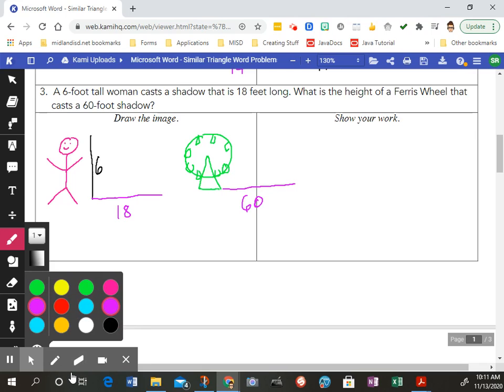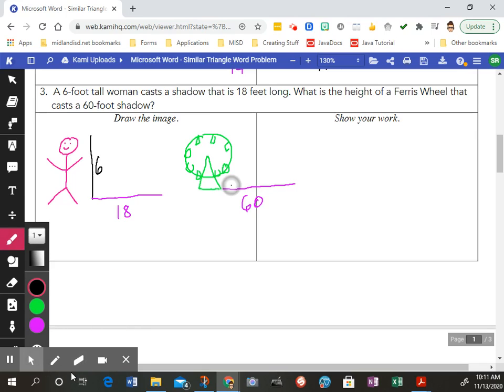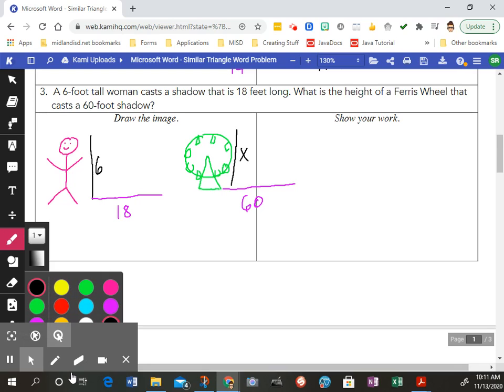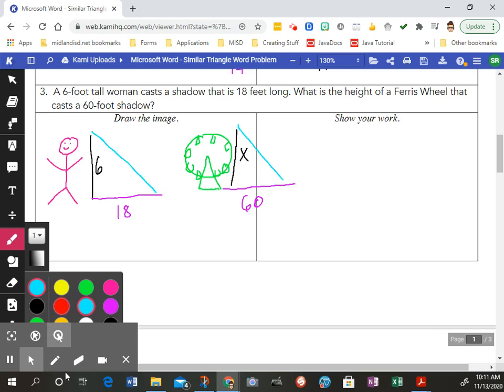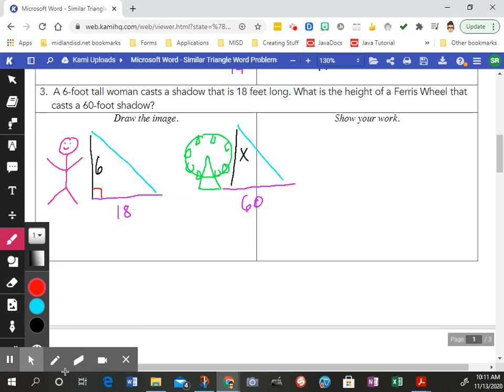And we want to know how tall it is, so we're going to draw a line up, and there's our X. What are we missing? We're missing the rest of our triangles. So we're going to draw that in. You notice we have a right angle. There's our right angle. Here's our right angle. That's our marker.